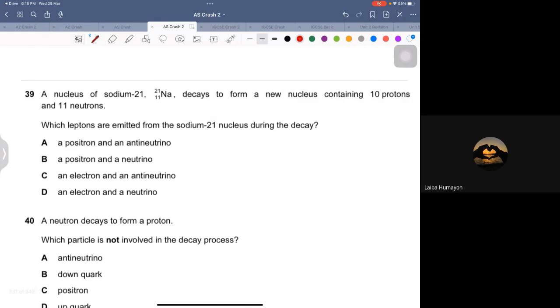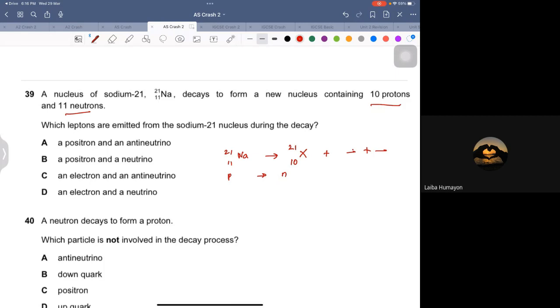Now it says a nucleus of sodium-21 decays to form a new nucleus containing 10 protons, 11 neutrons. Which leptons are emitted? So Na-21 goes to what? Some particle that has 10 protons and 11 neutrons. That means this one. So what else is released? They ask you this, okay? So if you look at this, it's like a proton has been converted to a neutron. You guys agree?